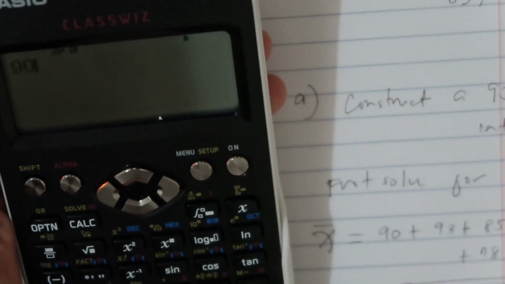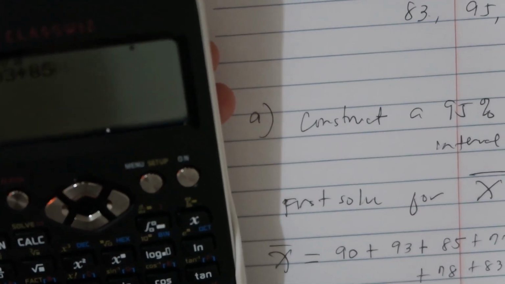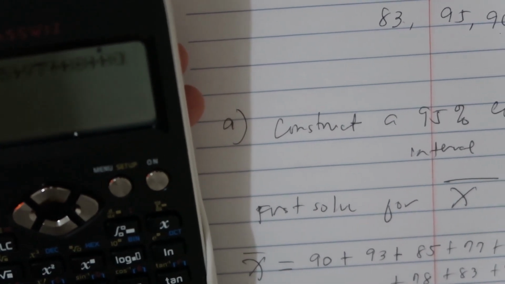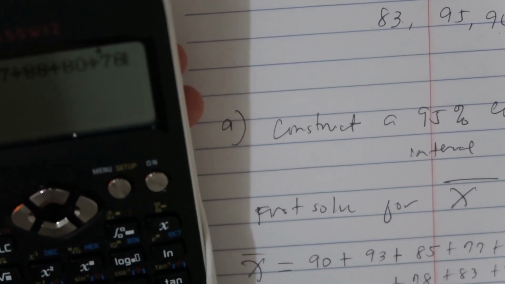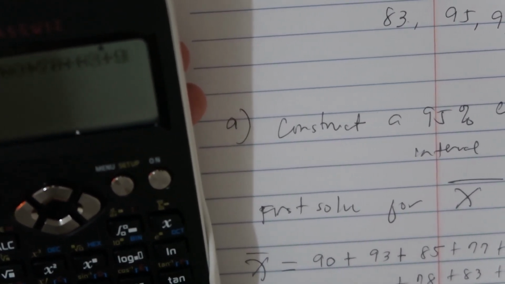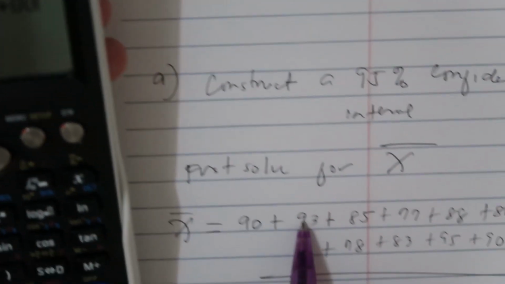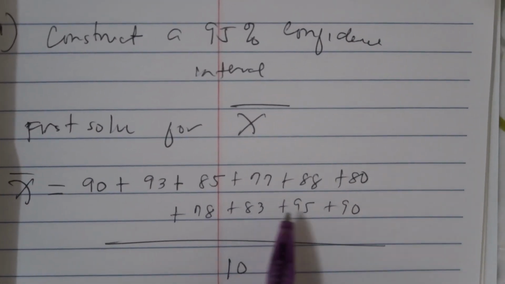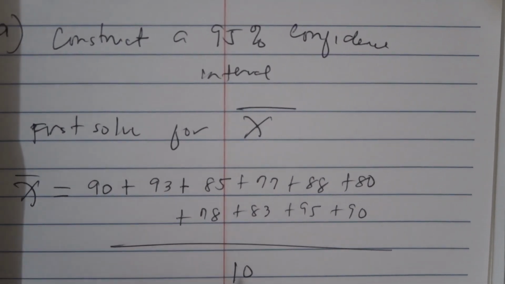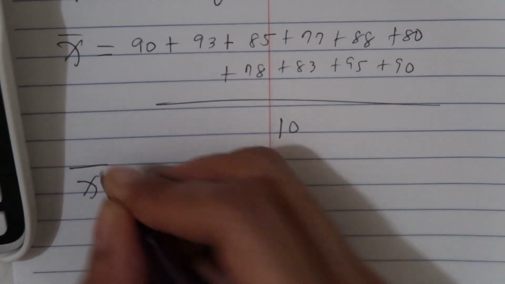So 90 plus 93 plus 85 plus 77 plus 88 plus 80 plus 78 plus 83 plus 95 plus 90. That's 10 values. Divided by 10, you do have 85.90. So that's the mean.